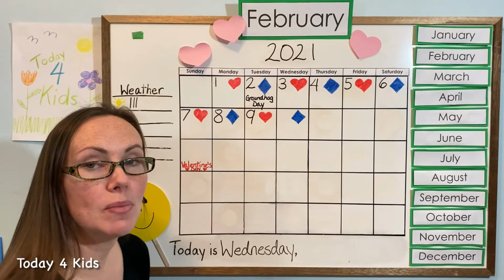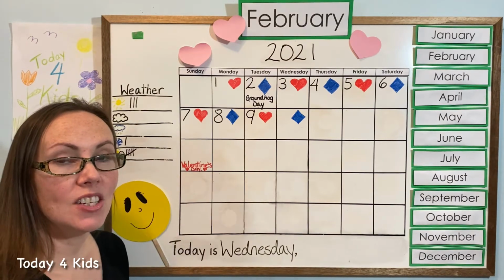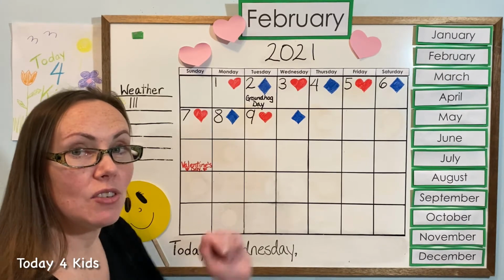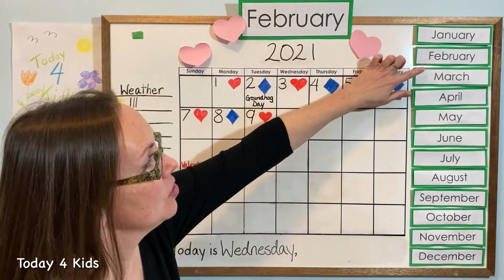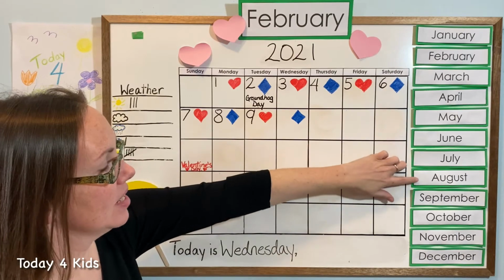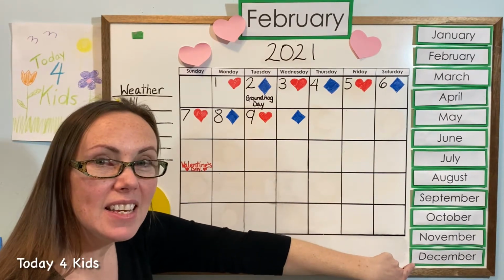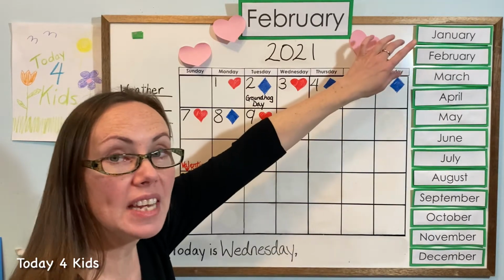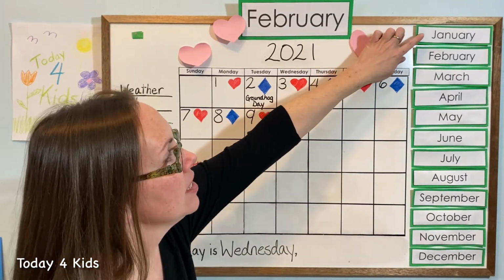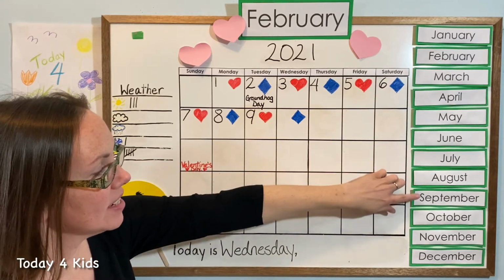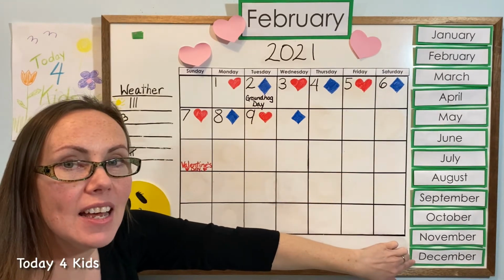The next word is going to be the name of our month. Do you remember how many months there are in a year? Let's count them up together and see if you're correct. Are you ready? 1, 2, 3, 4, 5, 6, 7, 8, 9, 10, 11, 12. 12 months in the year. Let's see if we remember all of the names. You try with me. January, February, March, April, May, June, July, August, September, October, November, December.